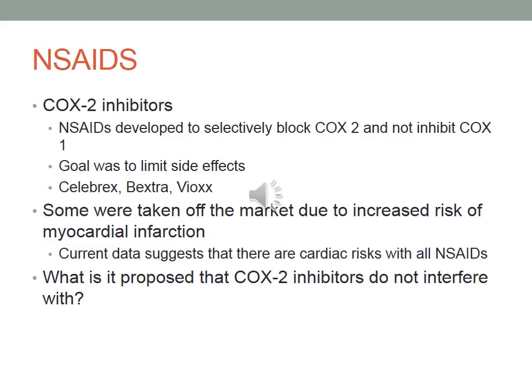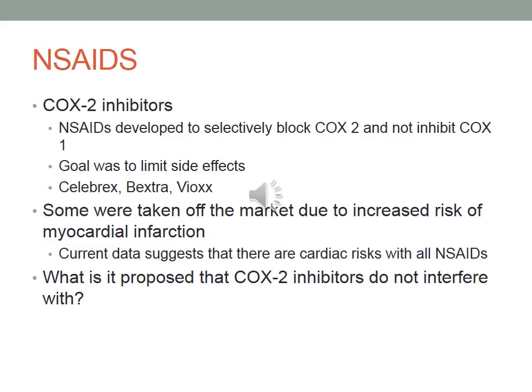So your cyclooxygenase 2 or your COX-2 inhibitors, they're NSAIDs that were developed to selectively block cyclooxygenase 2. So remember, cyclooxygenase 2 deals with the chemical reactions that occur in your classic inflammatory response, whereas cyclooxygenase 1 deals with everything that is related to normal body processes. So the goal in these was to kind of limit the side effects, limit the gastrointestinal side effects and everything else that comes with the blocking of cyclooxygenase 1. And again, you could look at that chart to kind of see how this would work. The goal was to limit the side effects.